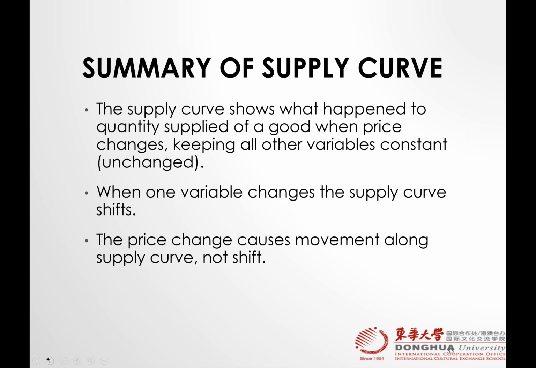Let's talk about this summary. We finished the discussion on supply curve. So the summary is that the supply curve shows what happened to quantity supplied of a good when the price changes, keeping all other variables constant.